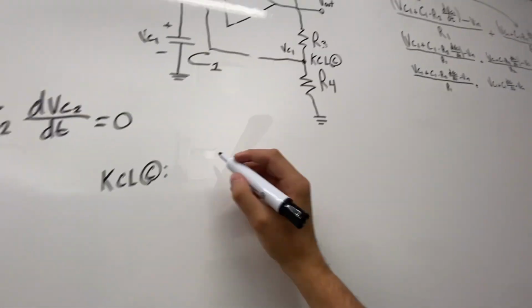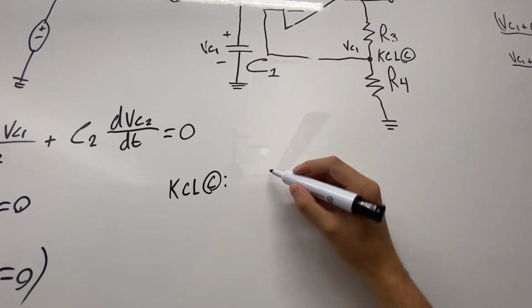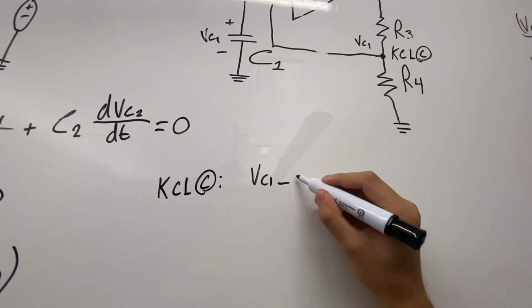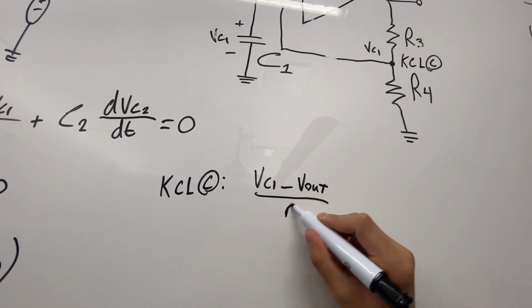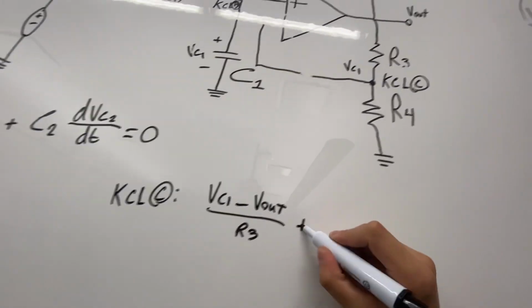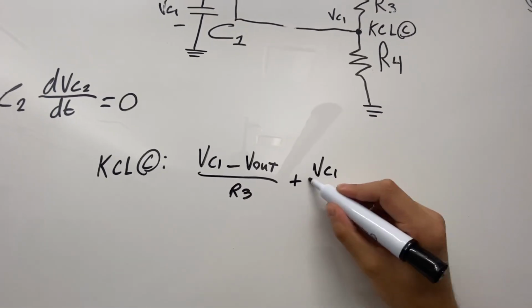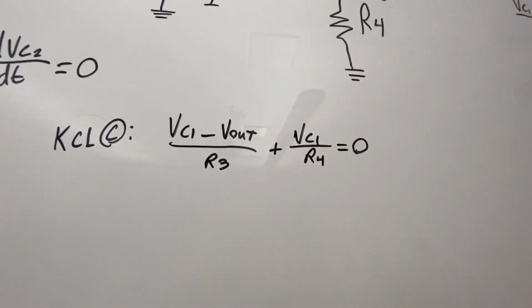Now we have VC1 minus V out over R3 and VC1 over R4 equals 0.